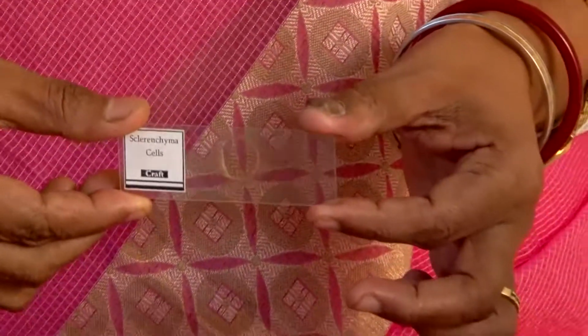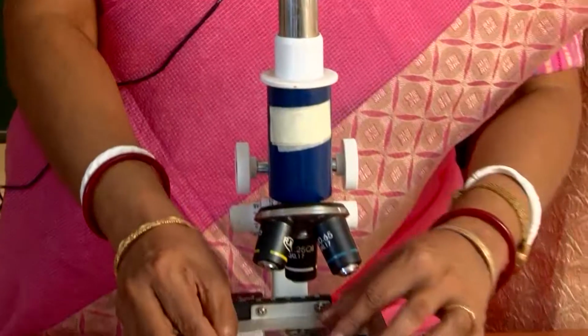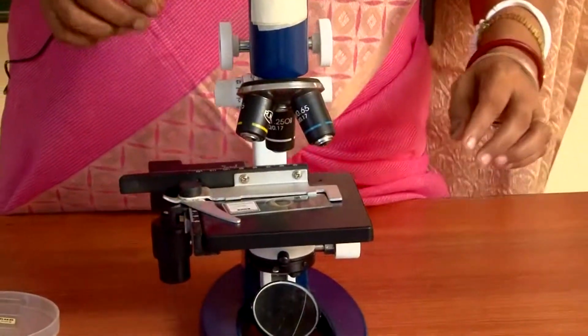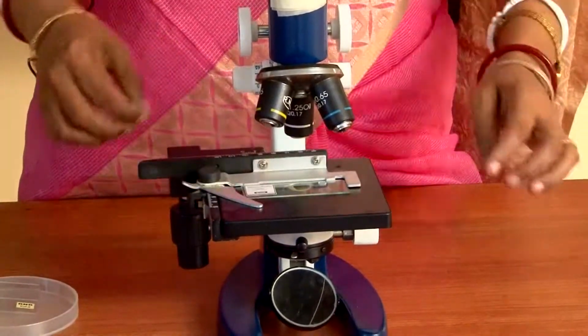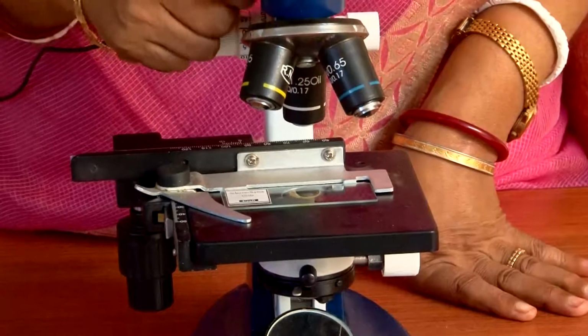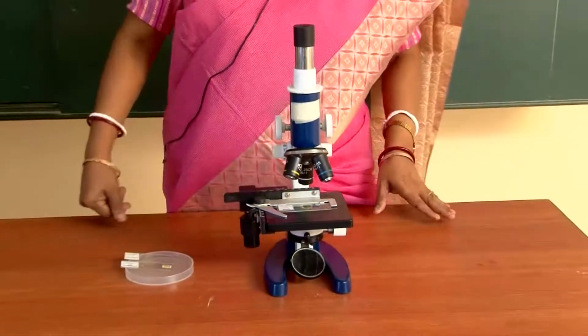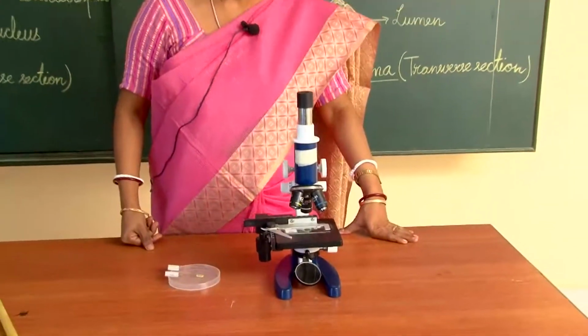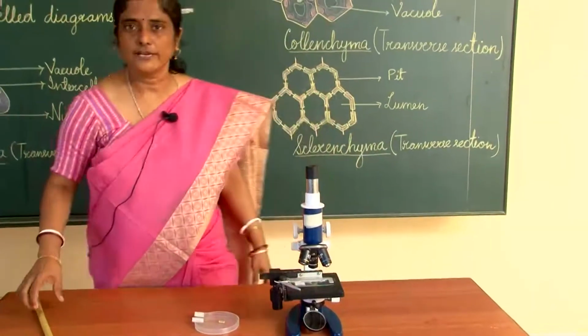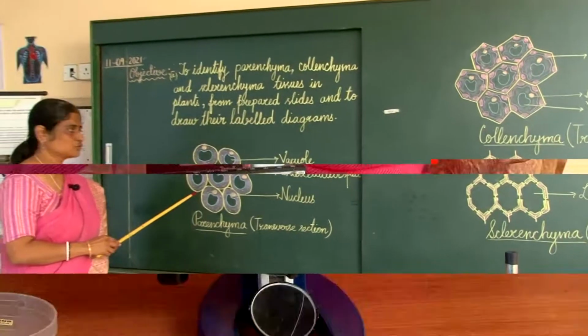What do we do, children? We focus the slide under the microscope. First under low power and then under high power. After focusing the slide of the parenchyma tissues, what do we find? We see such kind of cells under the microscope.